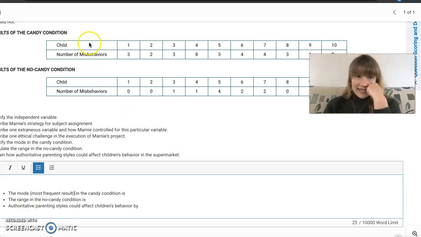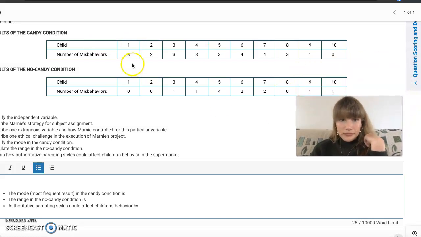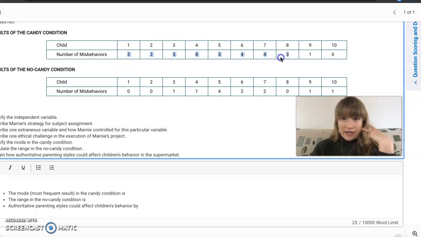So looking at the Candy condition, let's take a second to interpret this table. We can see there were 10 children in total that were followed around the grocery store. And we can see, for example, child 1 showed 3 instances of misbehavior. Child 2 showed 2 instances of misbehavior. And we're going to be looking at the numbers of misbehaviors, and see what the most frequent result is, the most frequent number of misbehaviors.